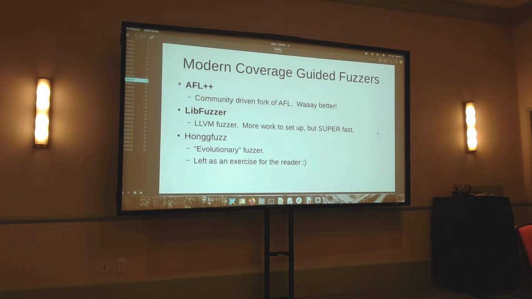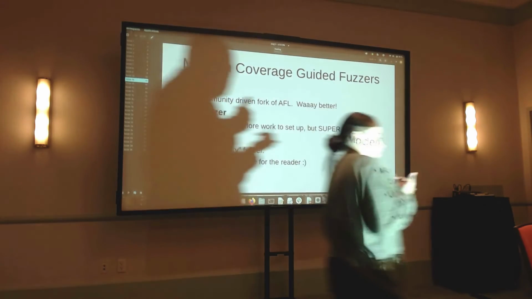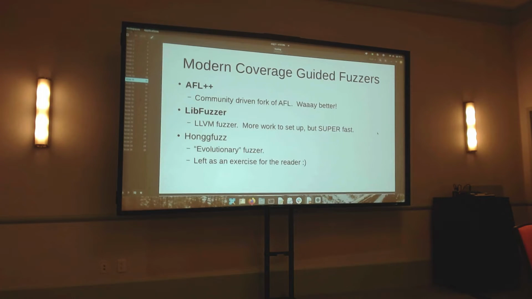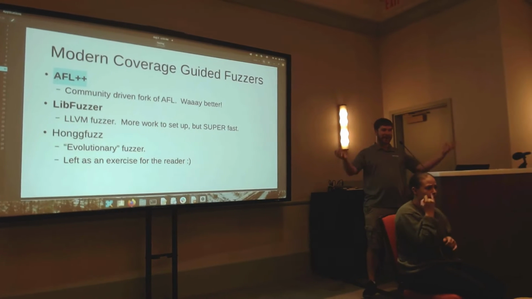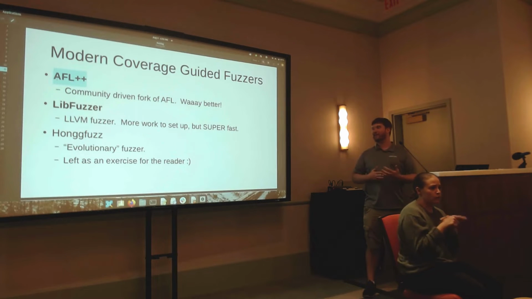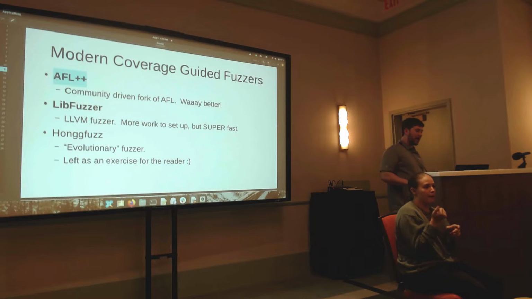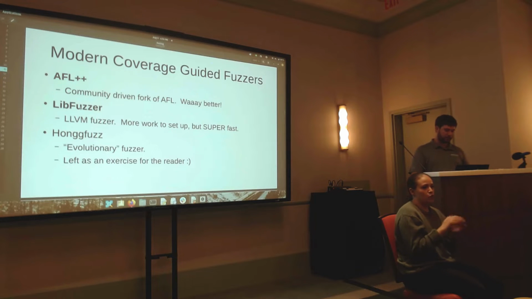So here are some modern coverage-guided fuzzers that you might want to look into if you're interested in doing fuzzing. AFL++, like I said, is the community-driven fork of the original AFL tool. It is way better. It's awesome. Every cool idea that somebody around the world had to add to this tool has been incorporated in. It's better than it's ever been. I'll show you how to use this one here today.